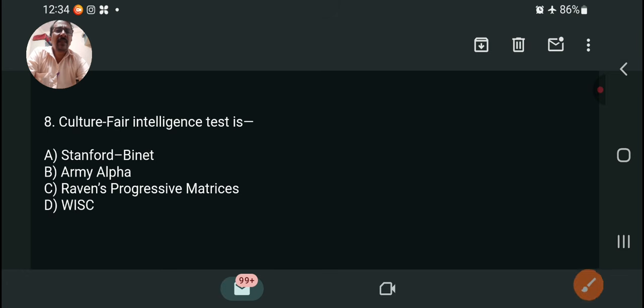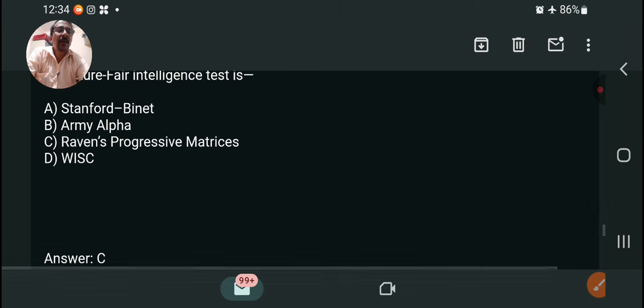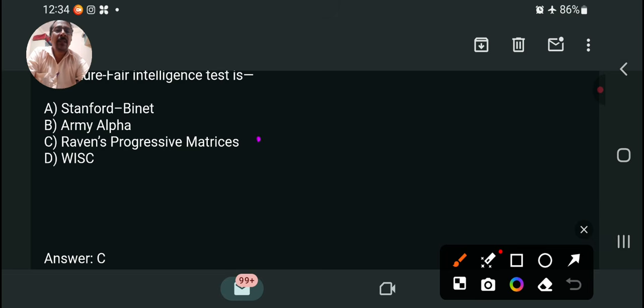Then culture fair test. Culture fair intelligence test is Stanford-Binet, Army Alpha, Raven's Progressive Matrices, or WISC? Which is the right answer? Guess. Check that answer. C, RPM, Raven's Progressive Matrices.